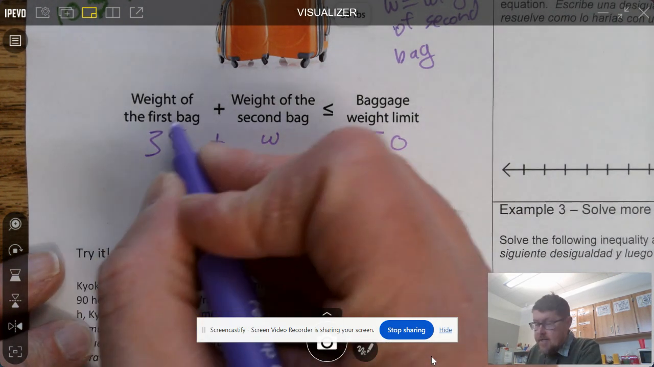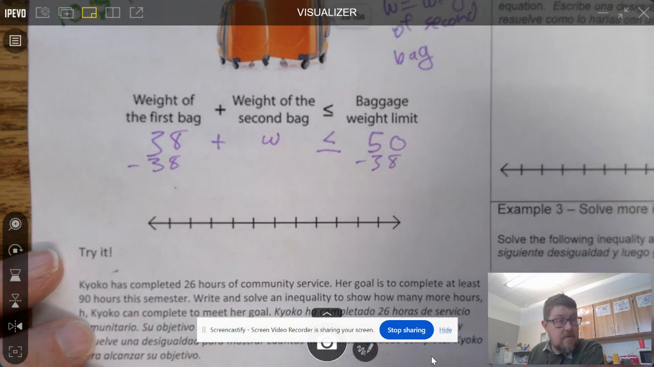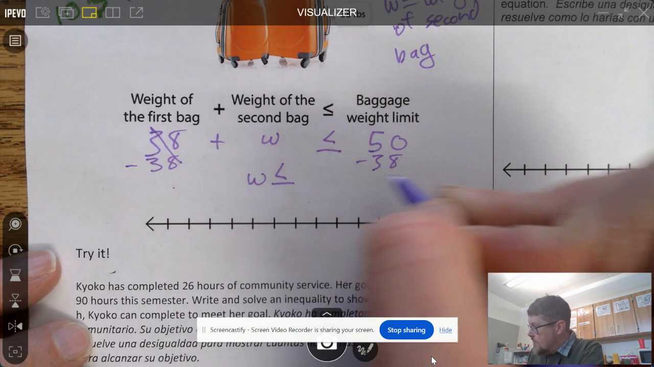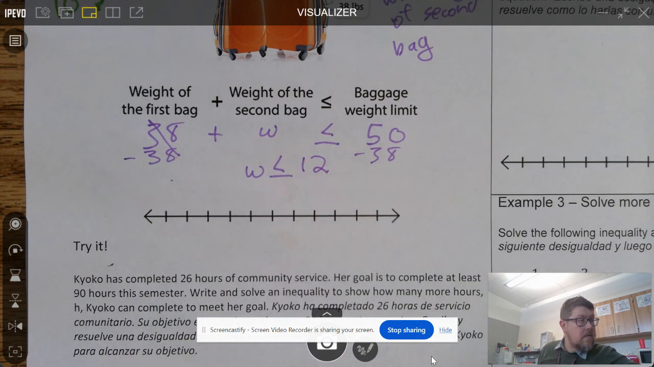This is a positive 38. We do the inverse or opposite of 38, which is subtraction. So we get W is less than or equal to 12.